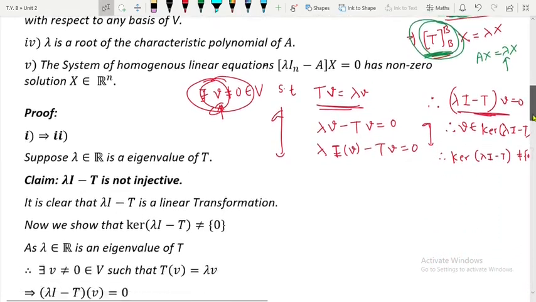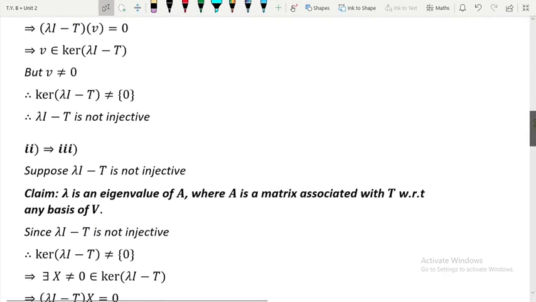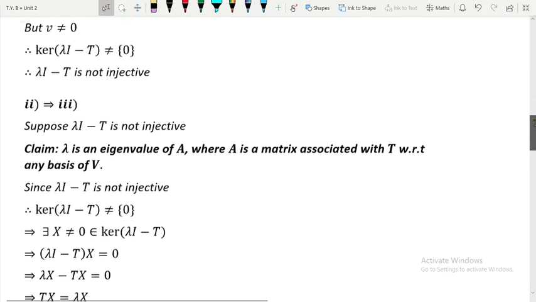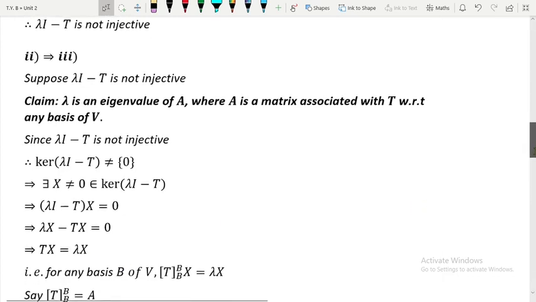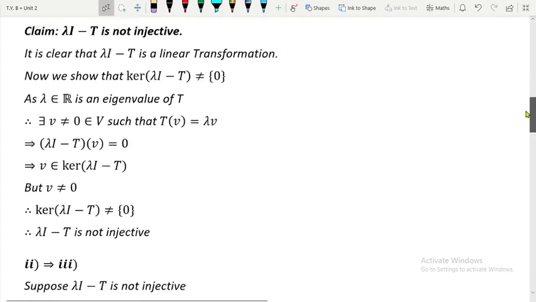So let us go through the proof. Here you can see, suppose this is not injective, we have to prove this. So this kernel will be non-zero, so we will have some non-zero vector in the kernel. By the definition of the kernel, we will have T of x equal to lambda x, and therefore for any basis this is going to be satisfied, and I am going to call it A. Now since x is non-zero, lambda will be an eigenvalue of A, where A is a matrix associated with T with respect to any basis of V.